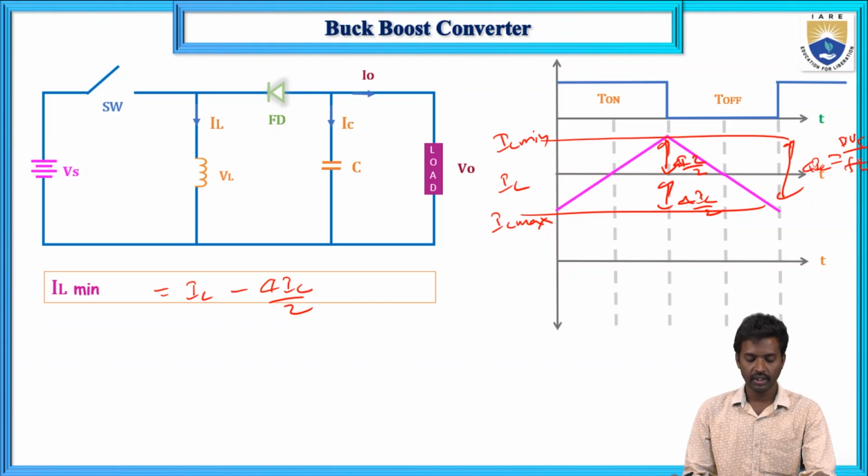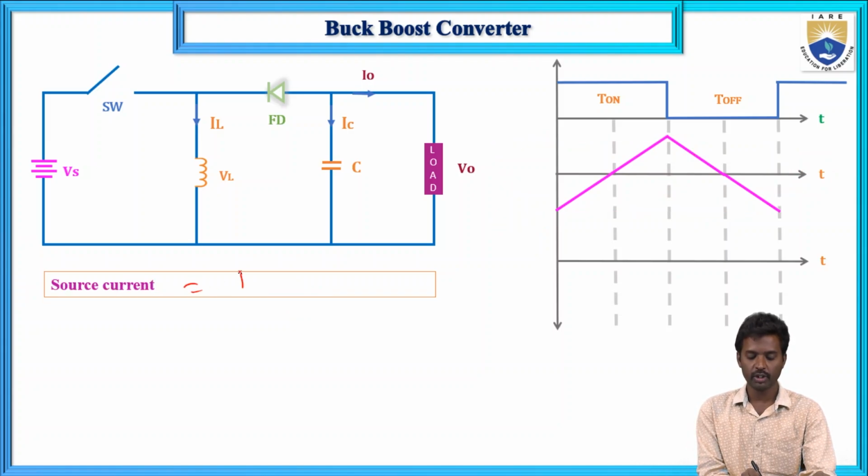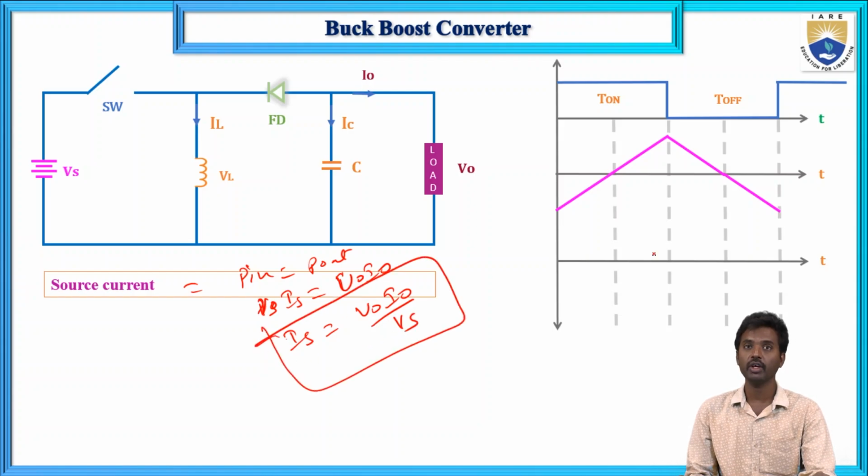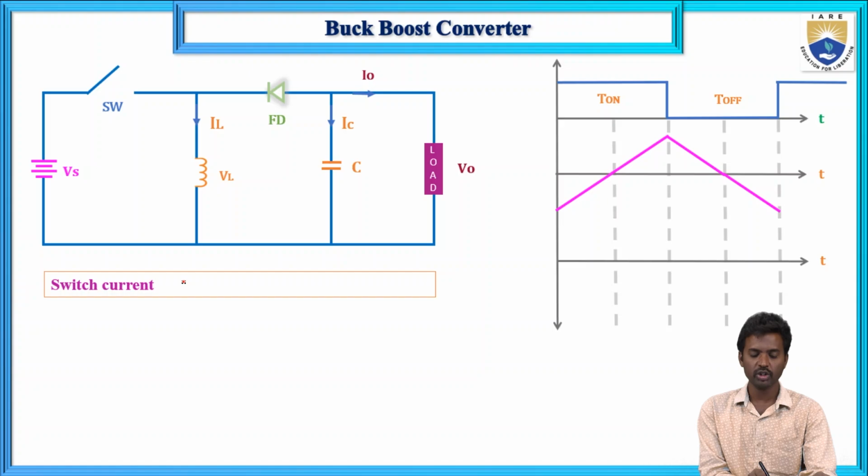Next, the source current: P input equals P output, so Vs into Is equals V naught into I naught. So the source current Is equals V naught into I naught divided by Vs. This is the formula we have already seen in the boost converter. And what about the switch current? Switch current is the same here: ISW average and next ISW RMS value.